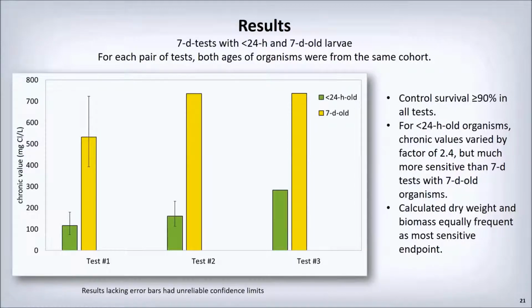But as you can see, there's a distinct and significant difference between the chronic values for the tests started with less than 24-hour-old organisms and those started with 7-day-old organisms. So about a 4-fold difference on average overall. So quite a bit more sensitivity with the younger organisms.